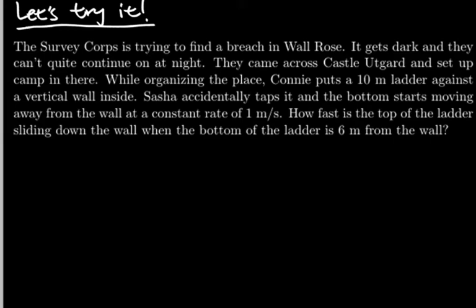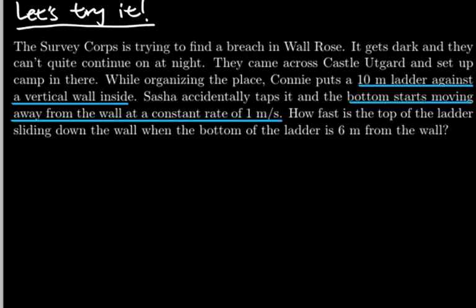While organizing the place, Connie puts a 10-meter ladder against a vertical wall inside. Okay, so this is important: 10-meter ladder against a vertical wall. Sasha accidentally taps it, and the bottom starts moving away from the wall at a constant rate of 1 meter per second. Now we're trying to figure out how fast the top of the ladder is sliding down the wall when the bottom of the ladder is 6 meters from the wall.